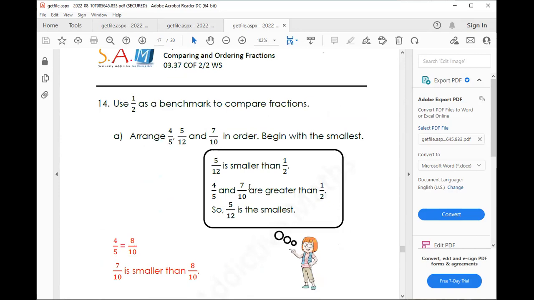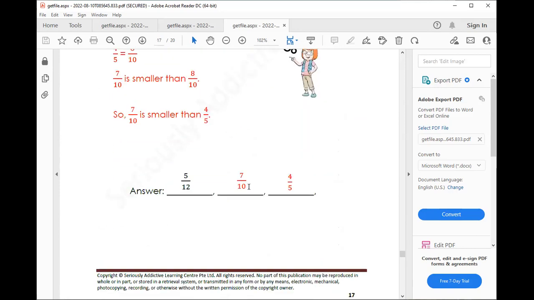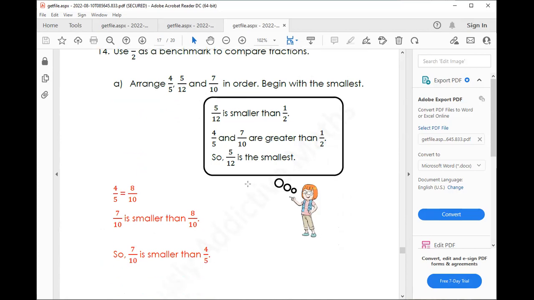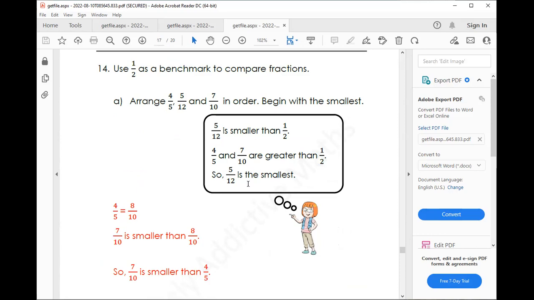let's see, using half as a benchmark to compare fractions. So page 17, number 14. Okay, how to use half as a benchmark? Let's think about it. Which fraction is greater than half, or which fraction is smaller than half? All right, so they should be able to find that actually 5 out of 12 is smaller than half. Okay, because 5 parts out of a total of 12 parts is less than 6 parts. But if you look at 4 out of 5 and 7 out of 10, the rest are greater than half. So 5 out of 12 is definitely smaller. So then you just need to compare 4 out of 5 and 7 out of 10 to get the answer.